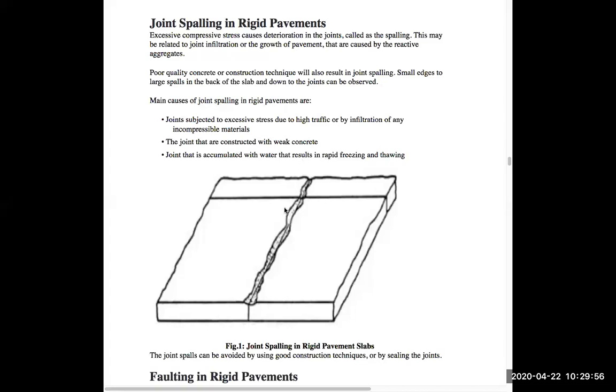Okay, and when these joints are not maintained properly, and if these joints are not sealed properly, then there is a chance of incompressible material like grit, stone, pebbles coming in contact with these joints. When there is an expansion of these joints, then there is a breakage of the joint. Okay, so this is known as spalling of joints in rigid pavement.